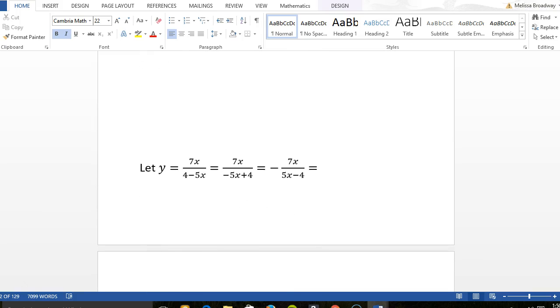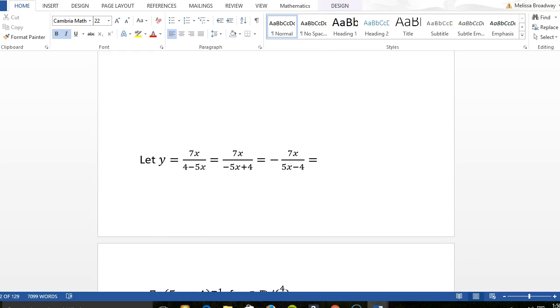Now here's a tricky one. It's a rational expression, but it's not particularly nice. If we're going to do the derivative of y when y equals 7x over 4 minus 5x, it's a little frustrating. Here's what you do. We write that first off as 7x over negative 5x plus 4 by commutativity. And now I can yank a negative out. The negation of negative 5x plus 4 is positive 5x minus 4.